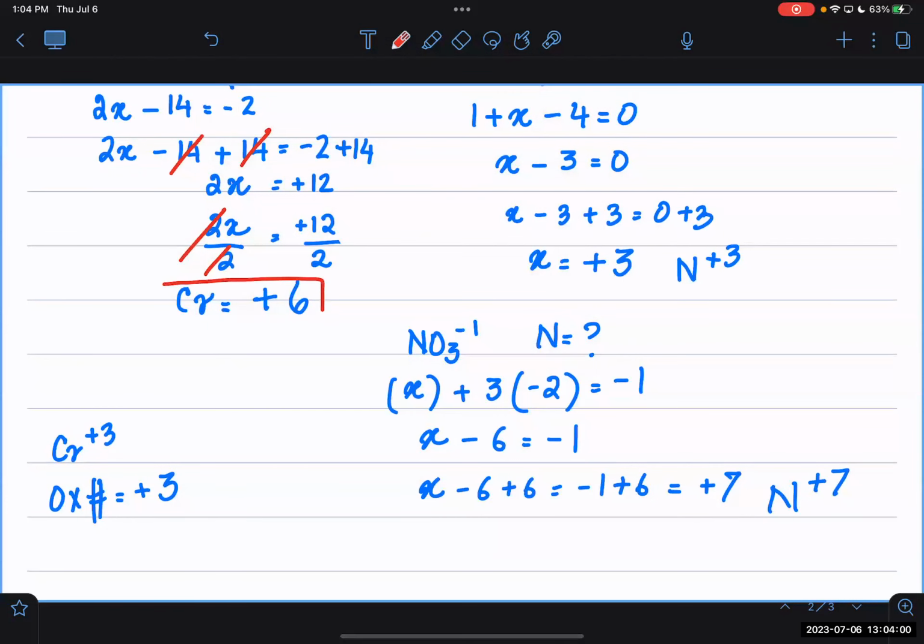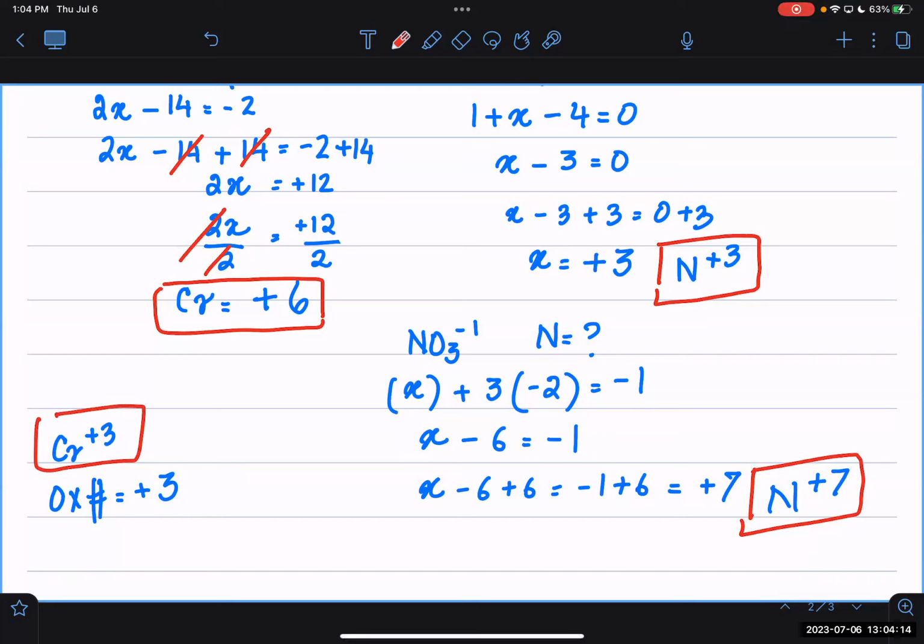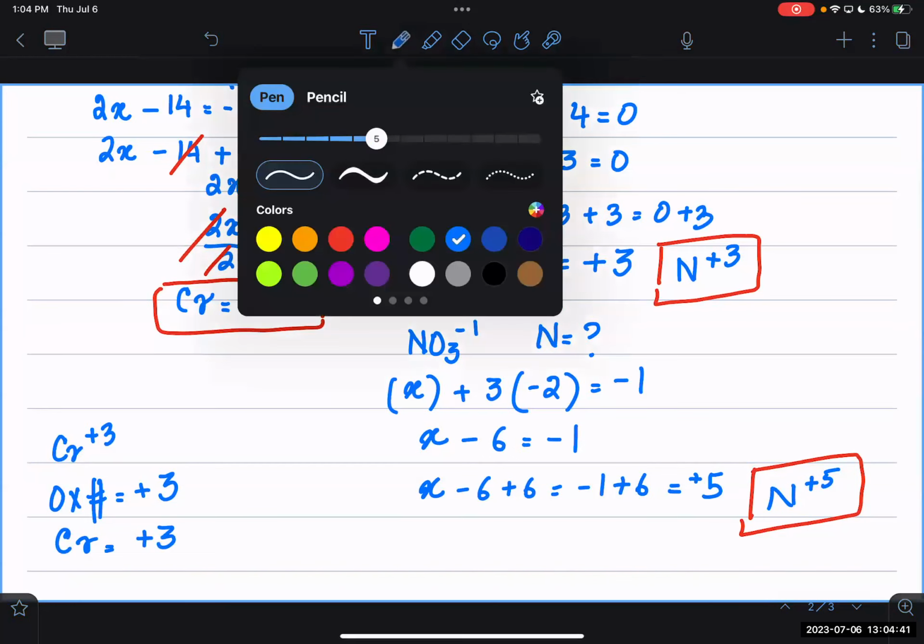We had to calculate these so that we can determine the oxidation numbers of the key species, all the species. So what do we see here now? Oh yes, 5, sorry about that. So nitrogen, yes, this would be positive 5. So nitrogen is positive 5, okay? And so here chromium is plus 3.